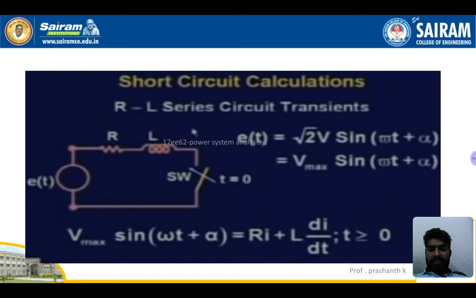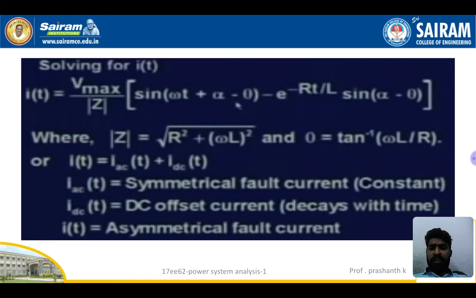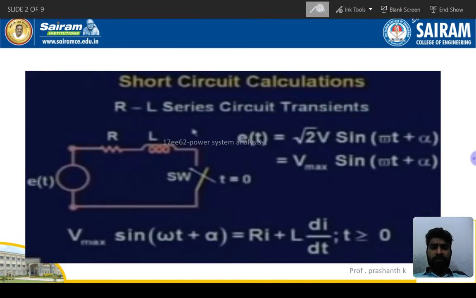I'll be considering one circuit here, the RL series circuit. E(t) is the supply voltage, R and L are the impedance of the transmission line, and the switch will be there, right? When t is equal to 0, this implies t is 0 plus, that is after the fault, and t is equal to 0 minus, that is before the fault, and t is equal to 0 is the particular time of fault. So this is one basic circuit diagram that we will be having.